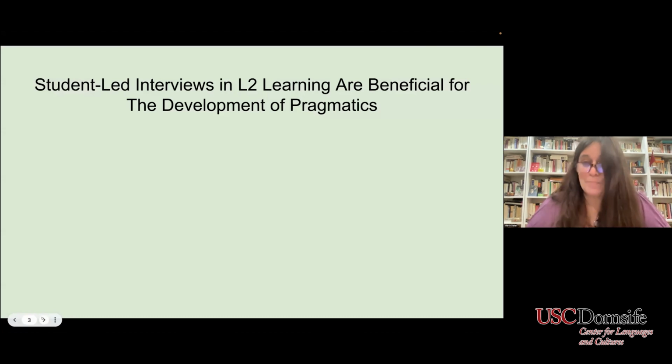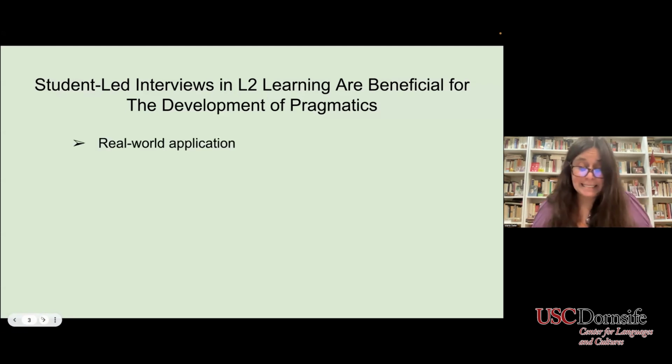Interviews involve social pragmatics, including politeness strategies, turn-taking, and managing the conversational flow. And there are other reasons why student-led interviews can enhance pragmatic skills. These interviews mirror real-life conversational situations where individuals must navigate social norms and expectations. Students are exposed to authentic language input from interviewees, and this contributes to a more realistic and diverse learning experience.